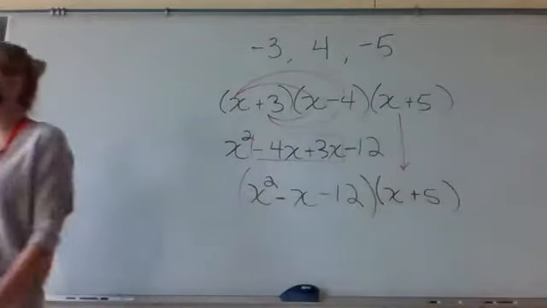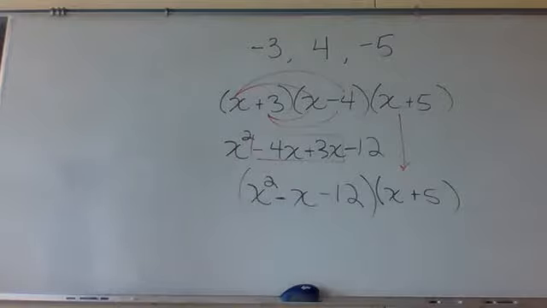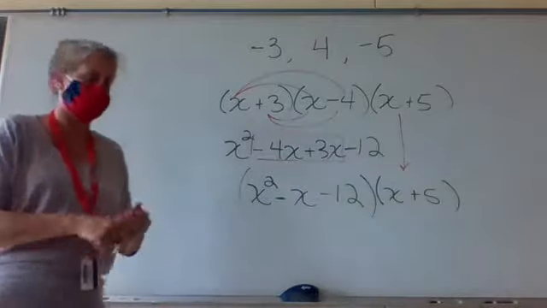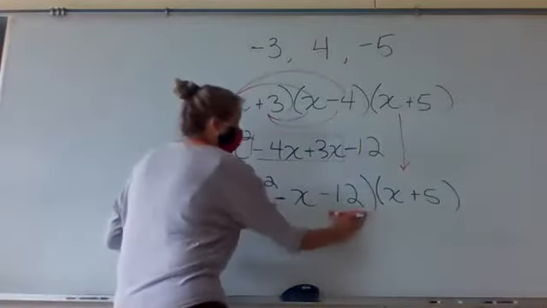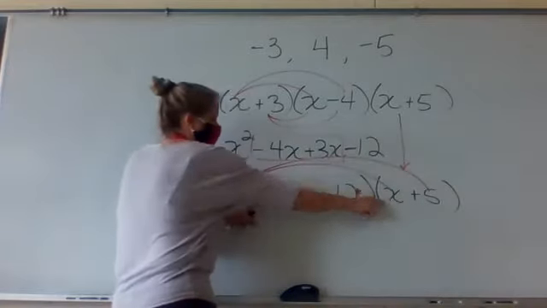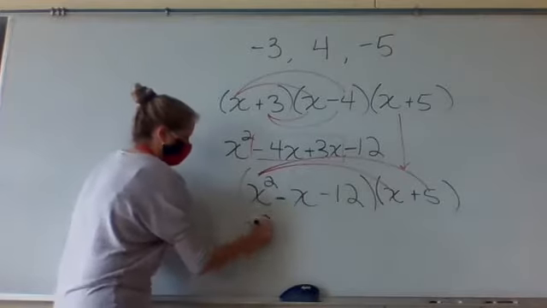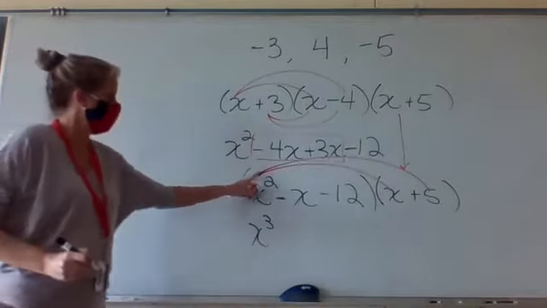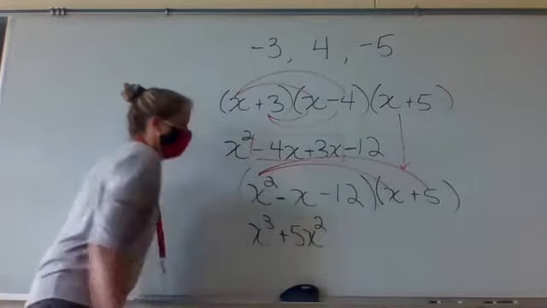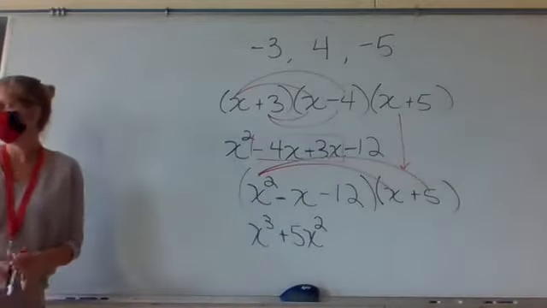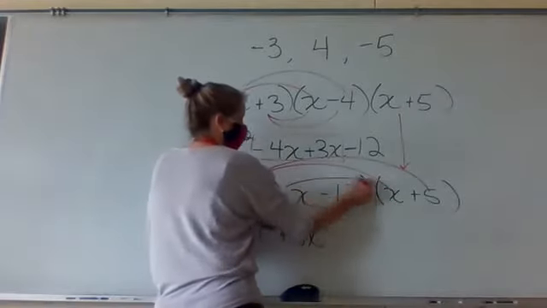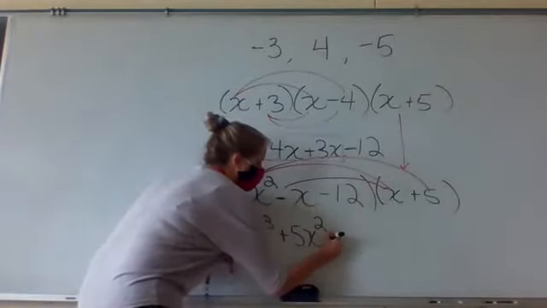So again, a lot of distribution work and just areas that are open for real small, simple sign mistakes and things like that. So let's multiply this one times that one. So x squared times x gives me my x to the third. X squared times positive 5 is positive 5x squared. Negative x times positive x gives me -1x squared.